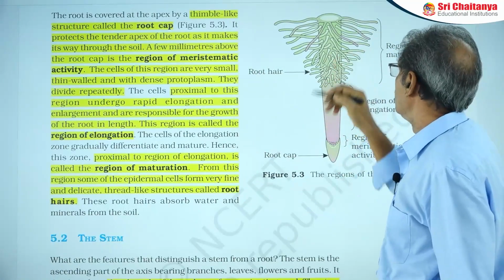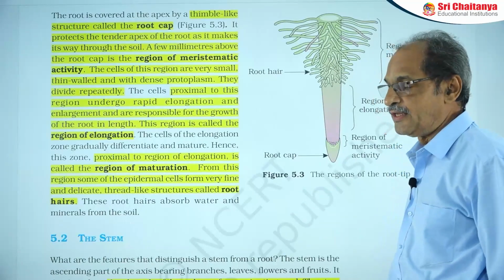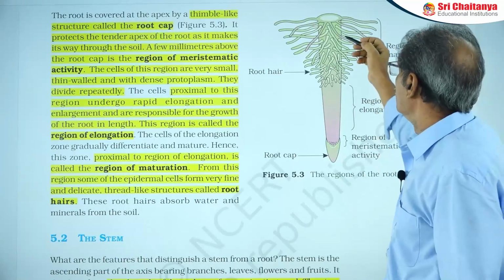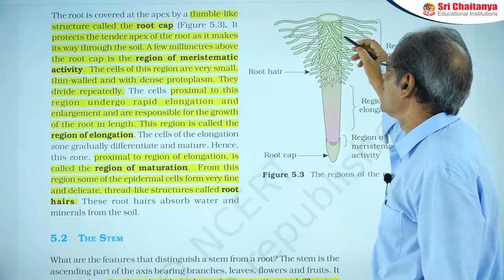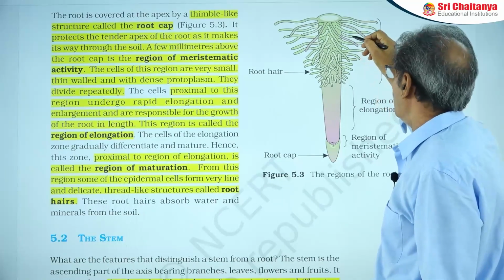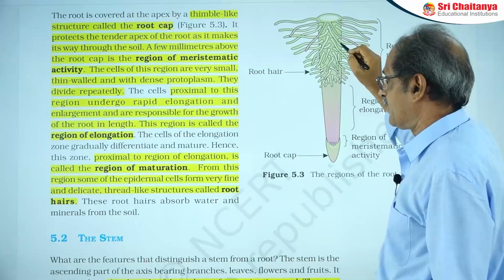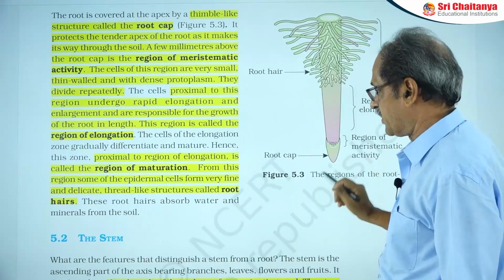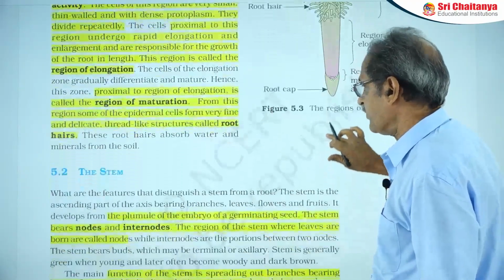So the root hairs are found on the maturation region, and root hairs are unicellular extensions of epidermal cells. But you should not consider them as trichomes, you remember. That is important here.